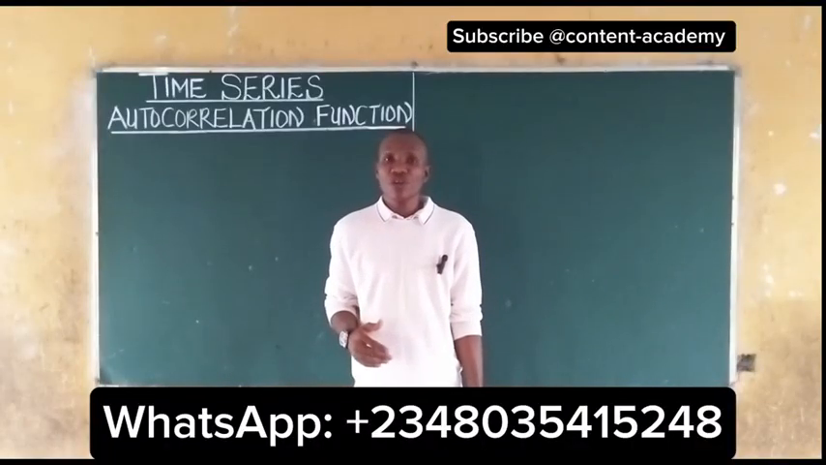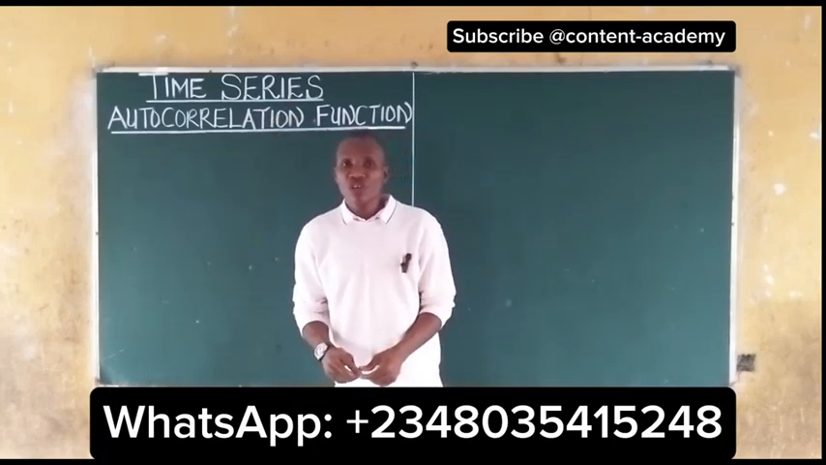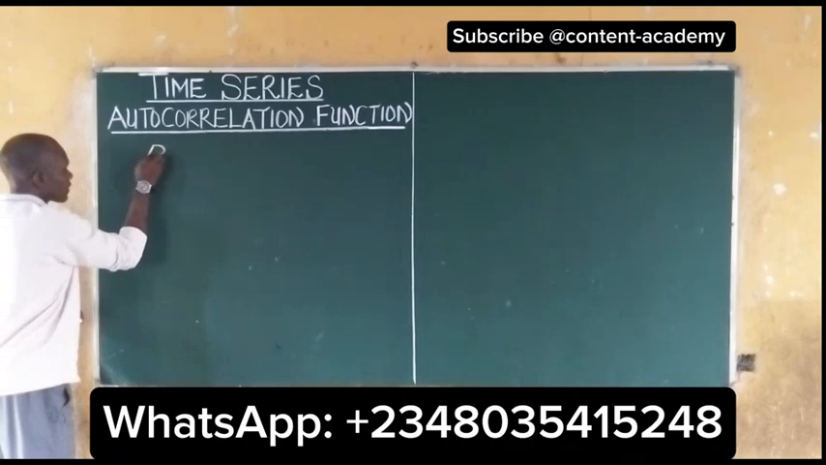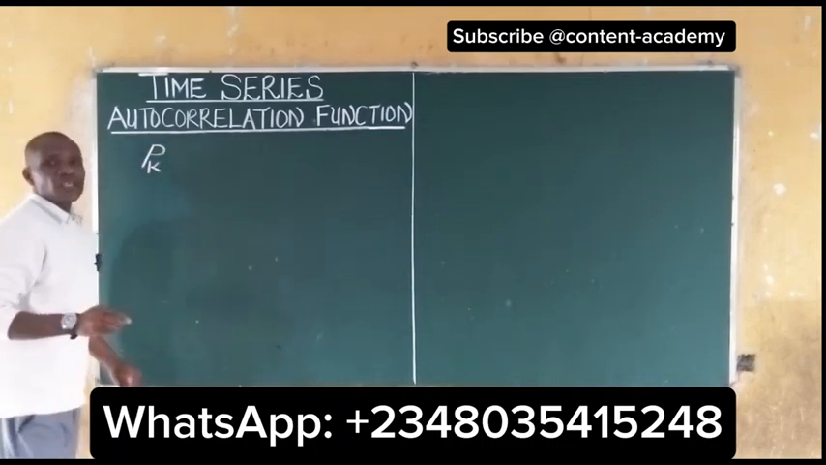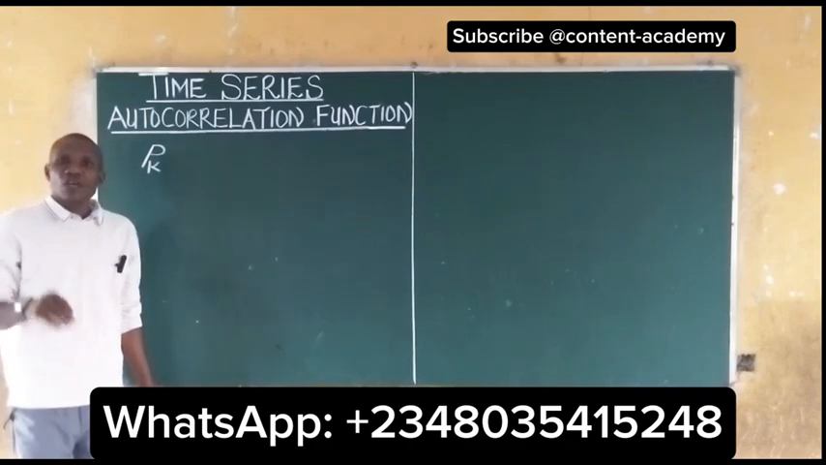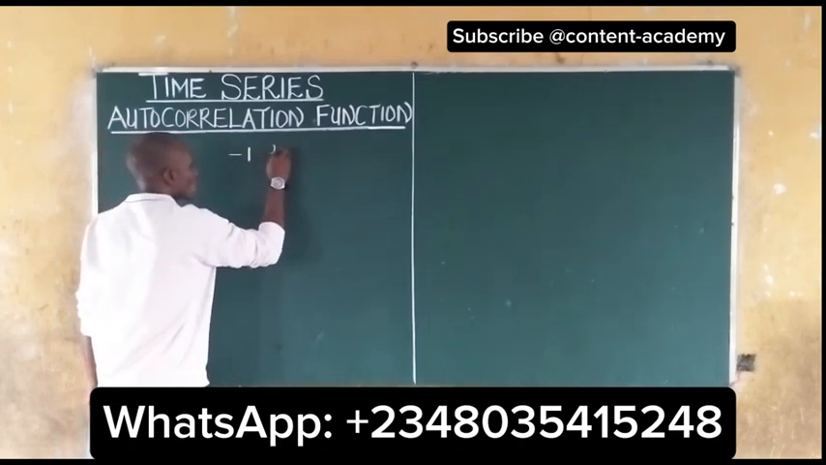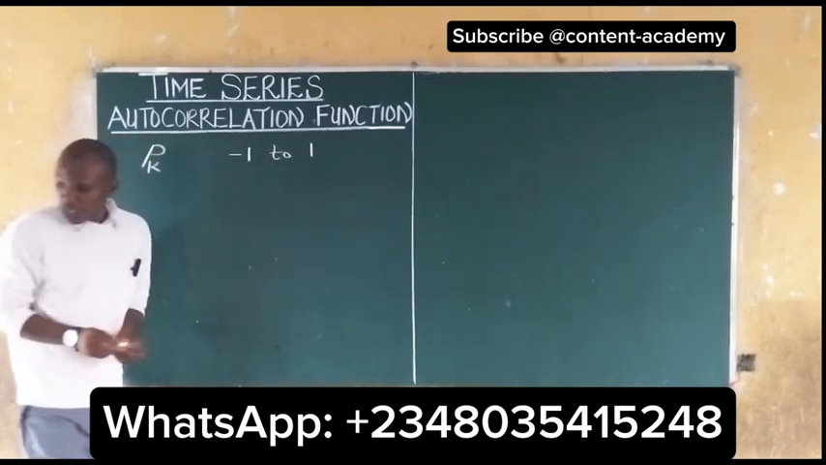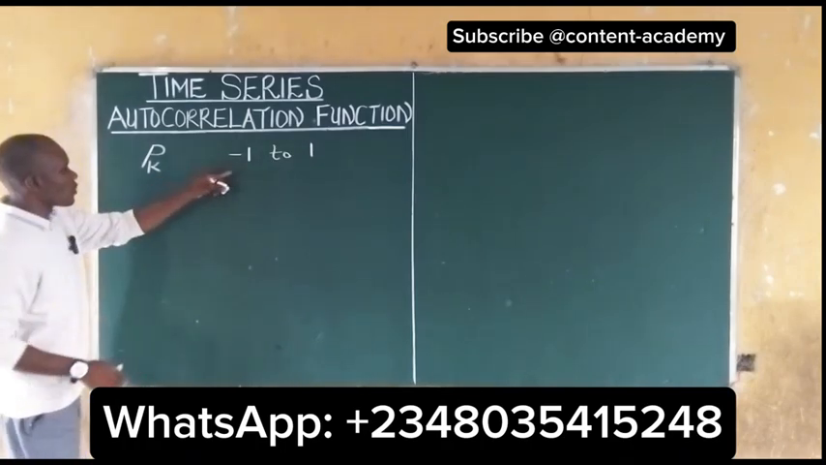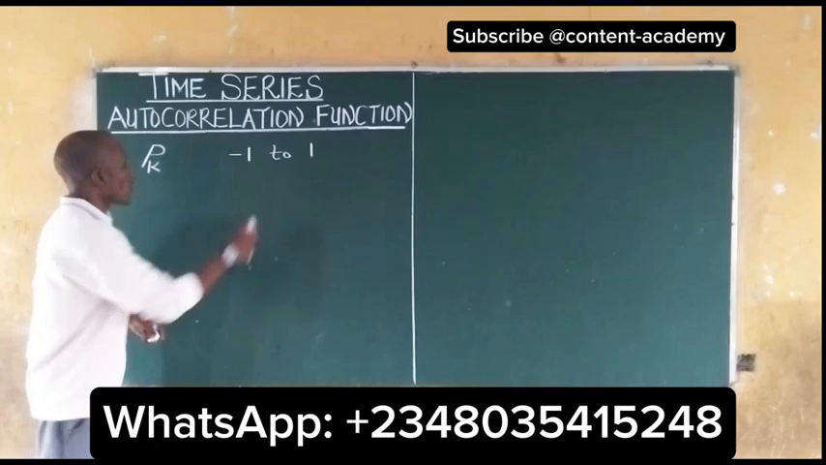In this video, we are to discuss the autocorrelation function of time series. What is the autocorrelation function? The autocorrelation function, denoted as this, measures the linear relationship between variables, often measured from -1 to +1.